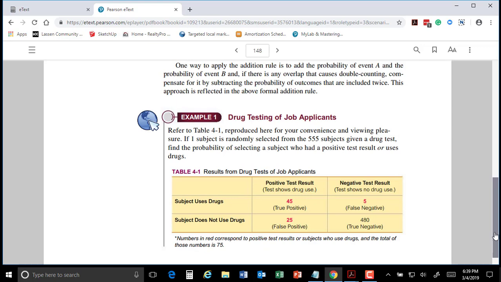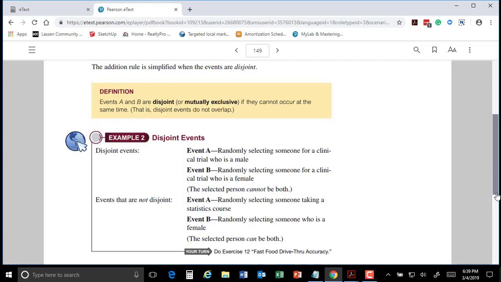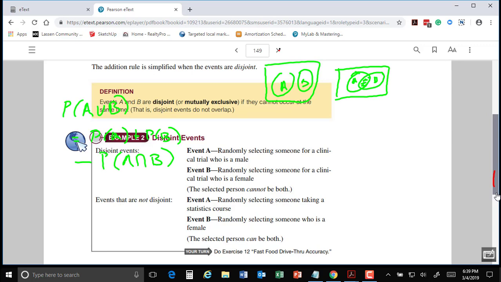Okay, drug testing. What are disjointed events? Guess what it is? It means there's no intersection. Is that right? There's no intersection. That's what that means. Disjoint means the two events are not joined. They're disjoint. See how fast that worked? That was great. It was right there.